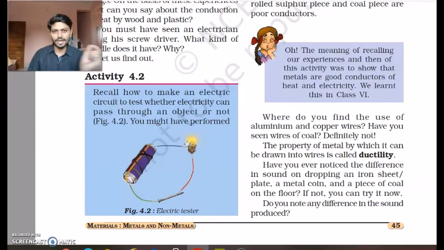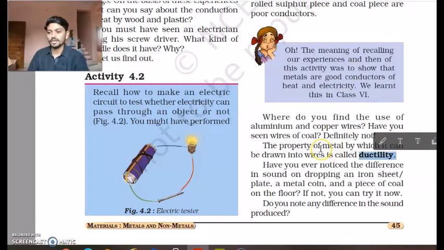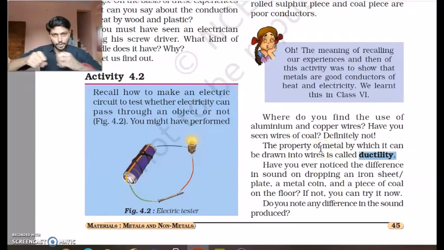Can you convert wood into a wire? No, it will break. But that does not happen with metal. Metal can be stretched and converted into thin wires. This property is called ductility. As you can see in your textbook, the property of metal by which it can be drawn into wires is called ductility.